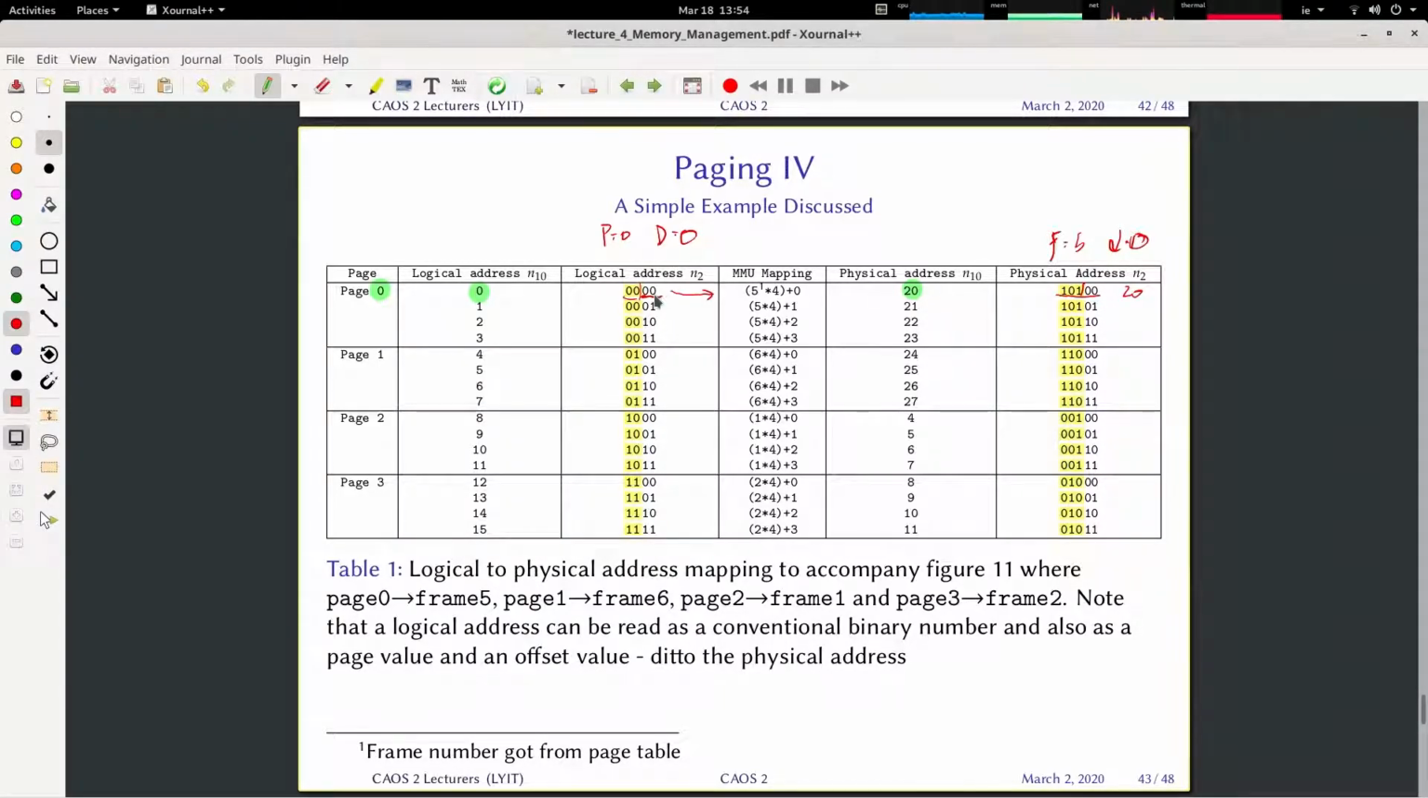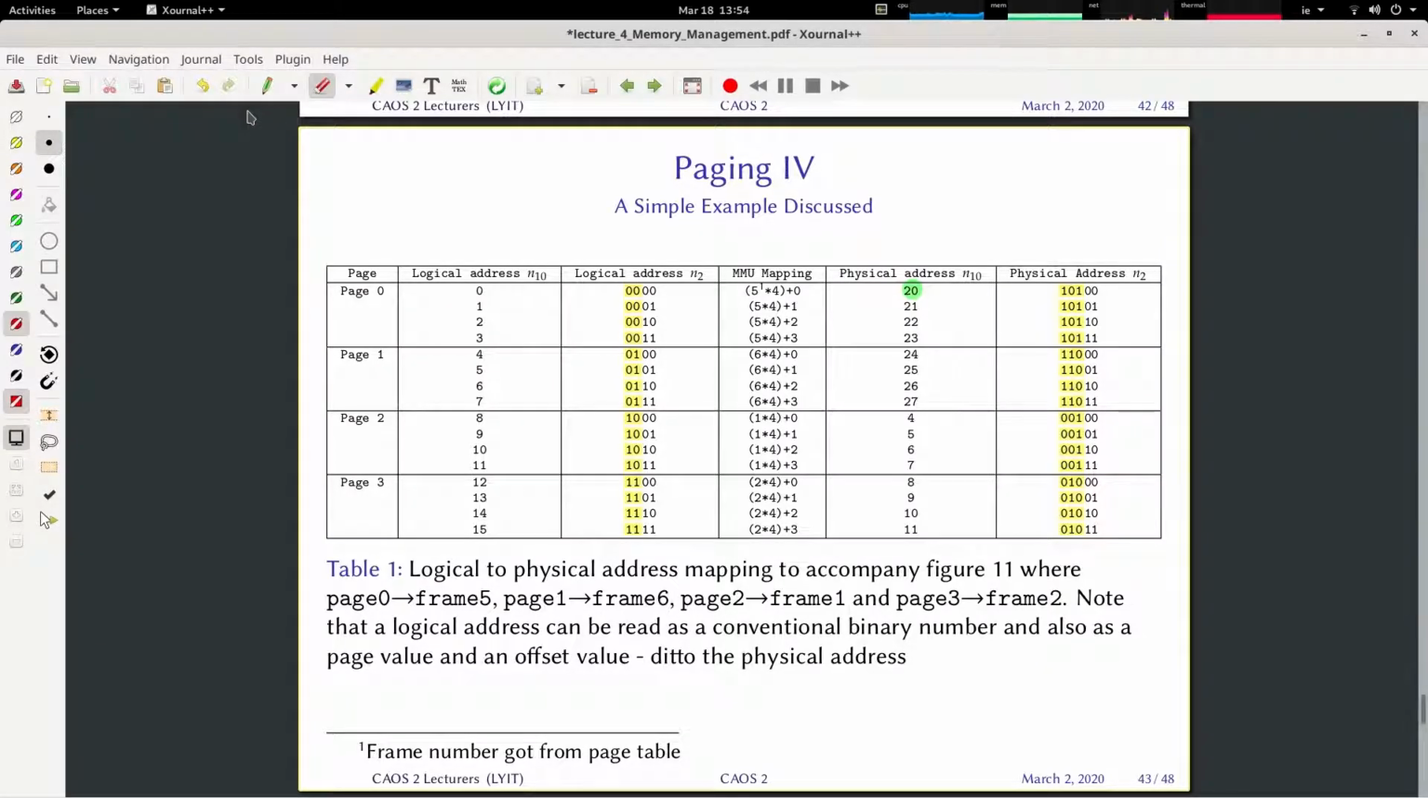Now what you may have noticed is that the offset component in the physical and the logical address doesn't change. It is only the page number that gets transformed into the frame number. Okay, so let's look at that again, and this time we'll do the next one, which is logical address 1.